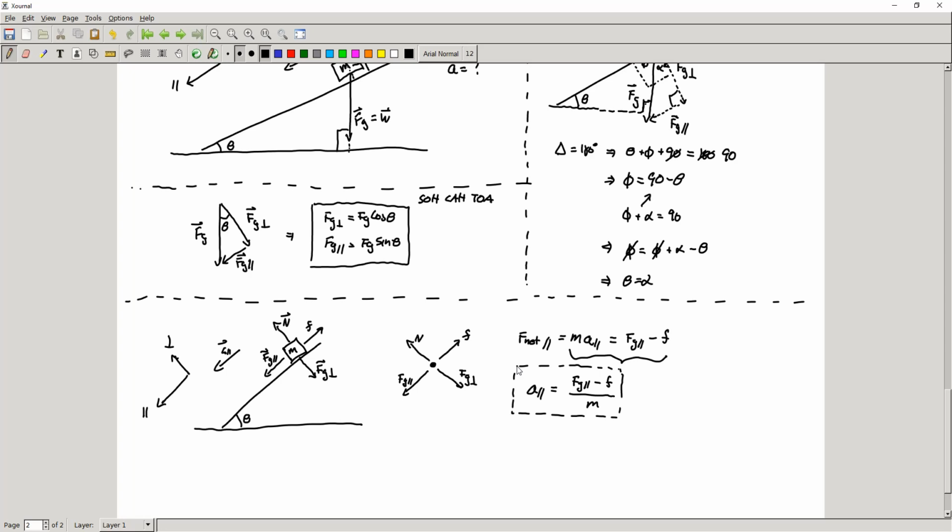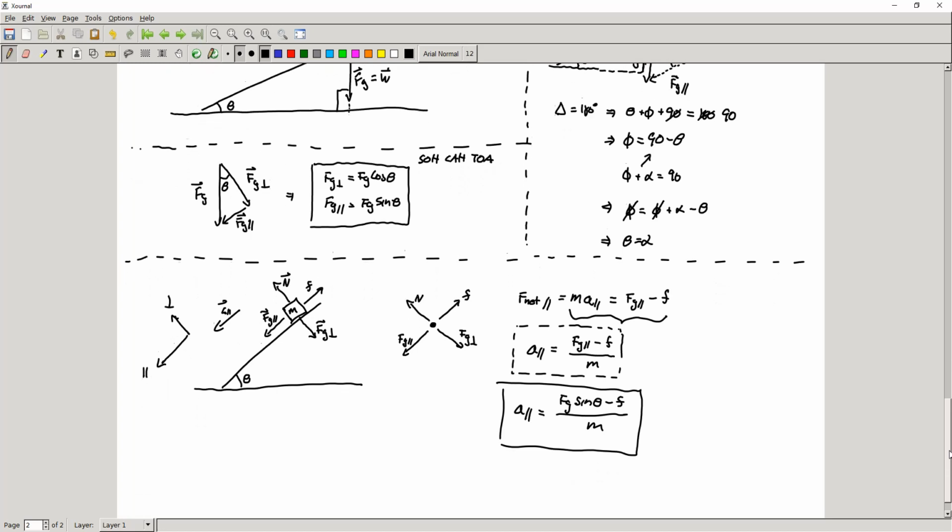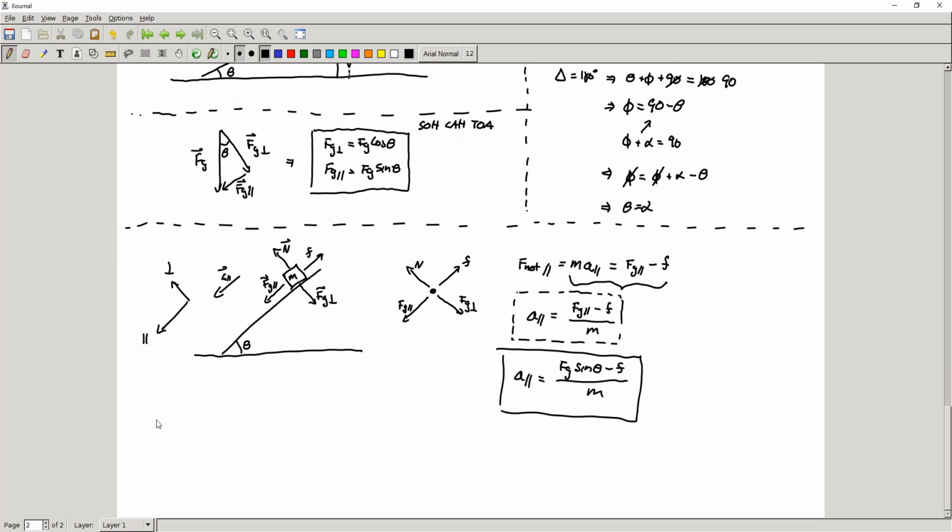We can make one substitution, though. We saw that the force of gravity in the parallel direction can just be rewritten as Fg sine theta. And so let's do that. It's just going to be Fg sine theta minus lowercase f over m. This equation will lead us to our answers here at the end of the page.